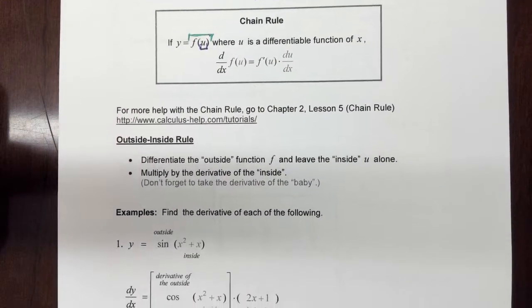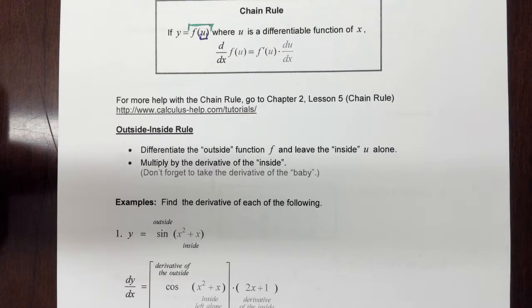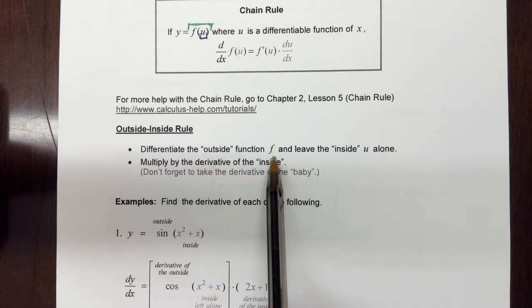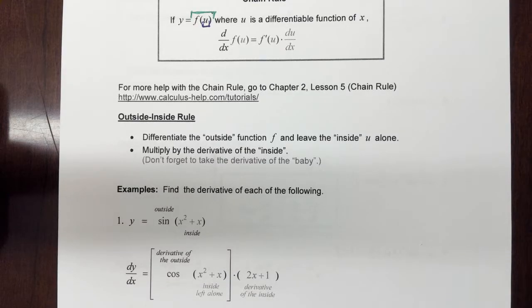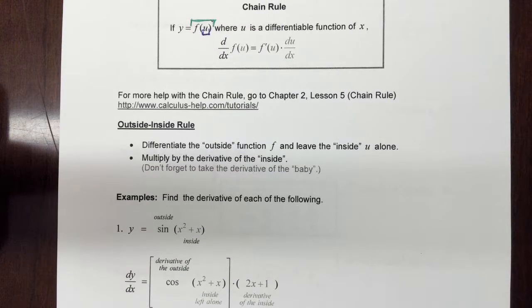Okay, so there are some tutorials on calculushelp.com if you want more practice, but there's also a lot of practice within this packet. So chain rule can go by a couple of names, the first being the outside-inside rule. So you want to differentiate the outside function of f and leave the inside function alone, and then you want to multiply that by the derivative of the inside function. Okay, another way to remember chain rule is the mama-baby rule. So you want to find the derivative of the mama, which is the outside function, and then the derivative of the baby, which is the inside function.